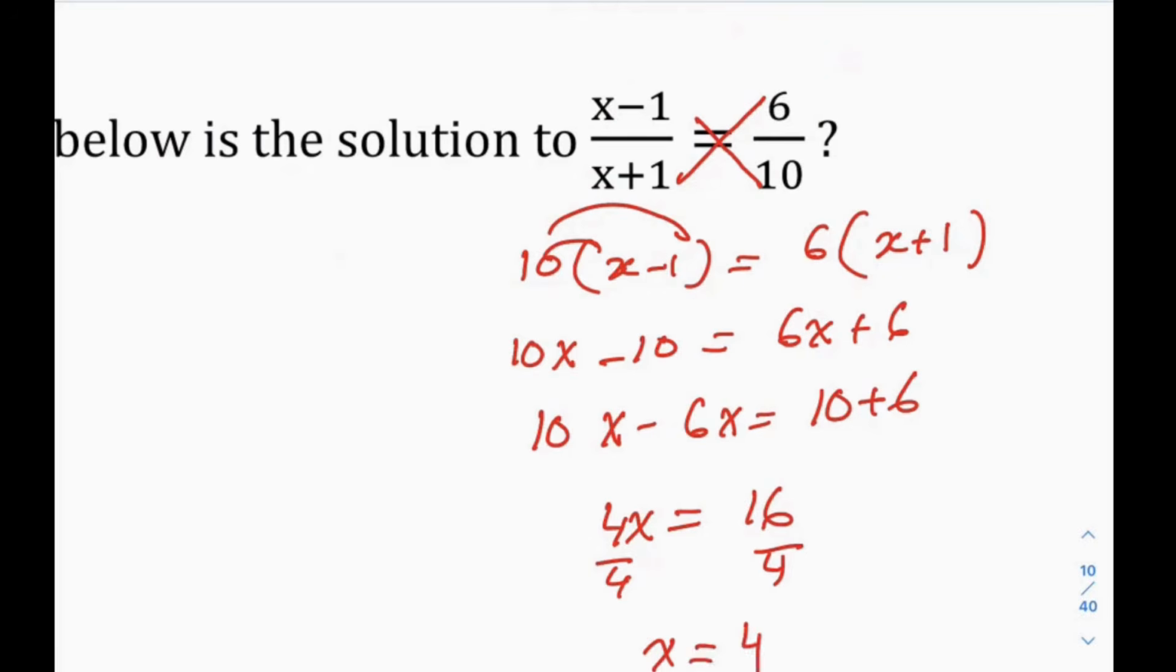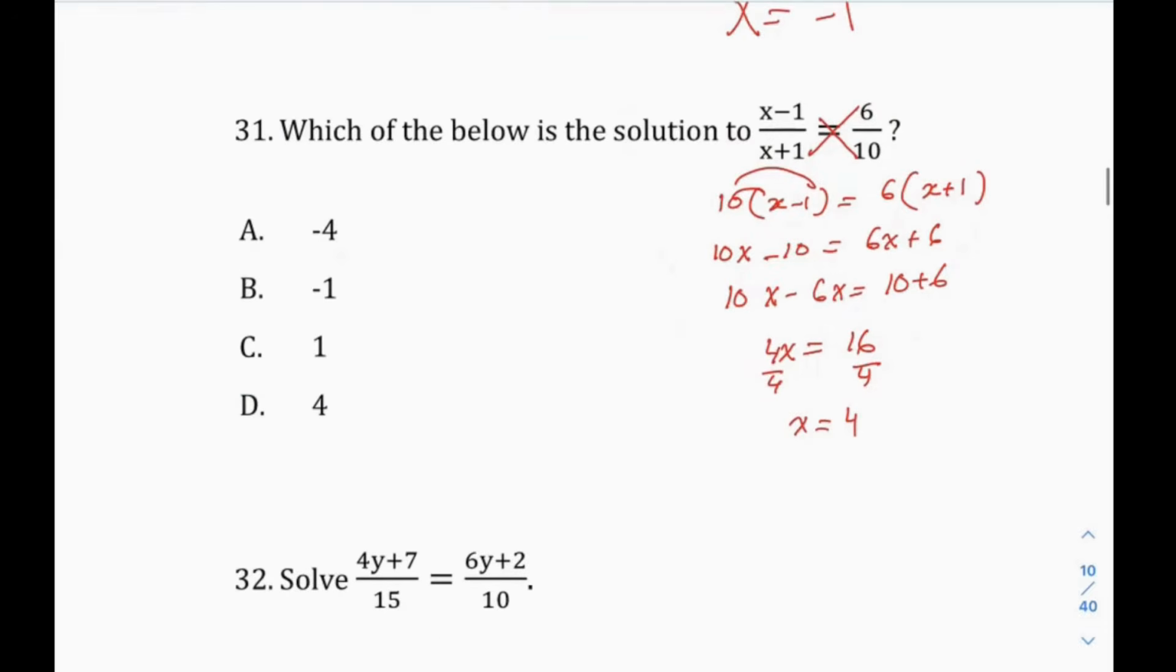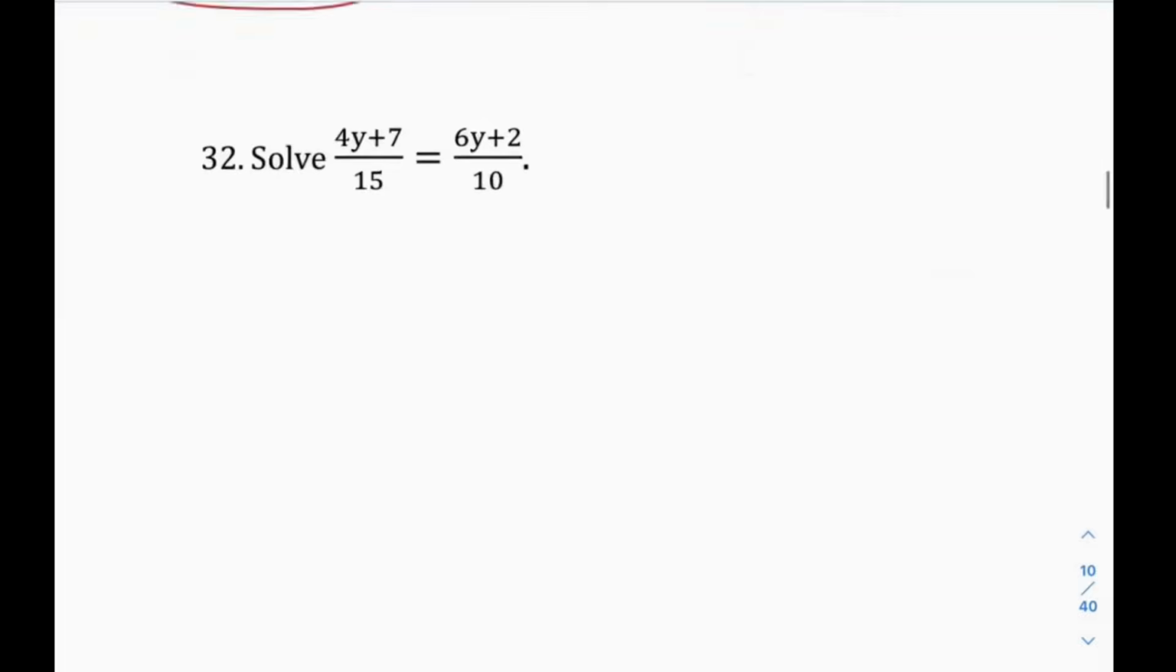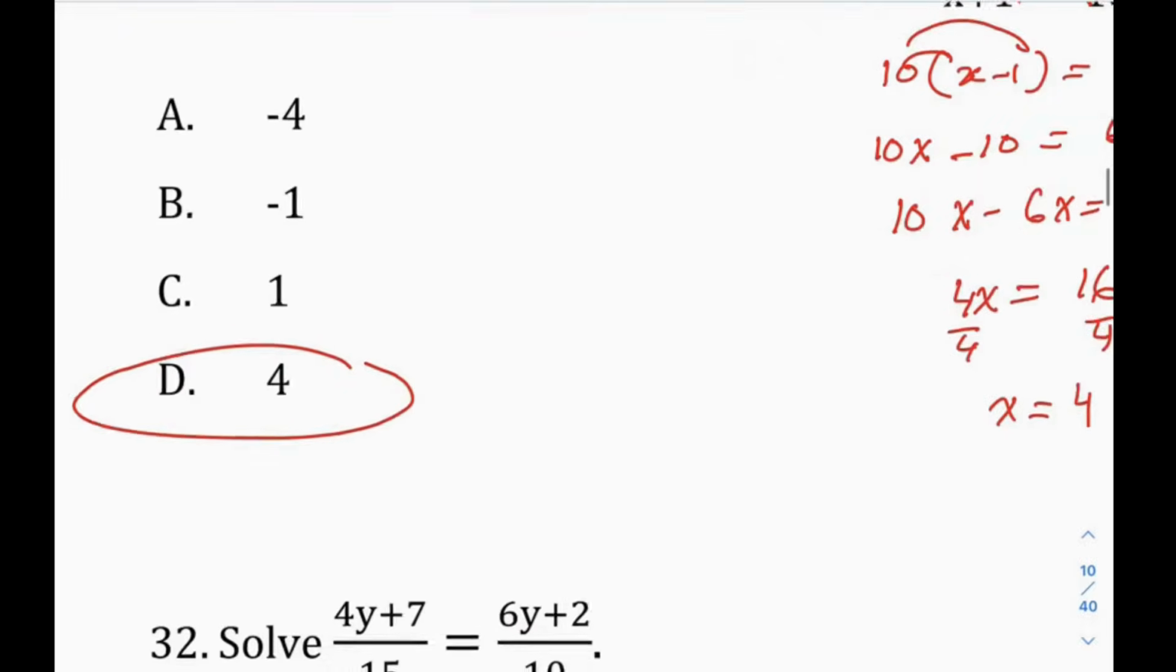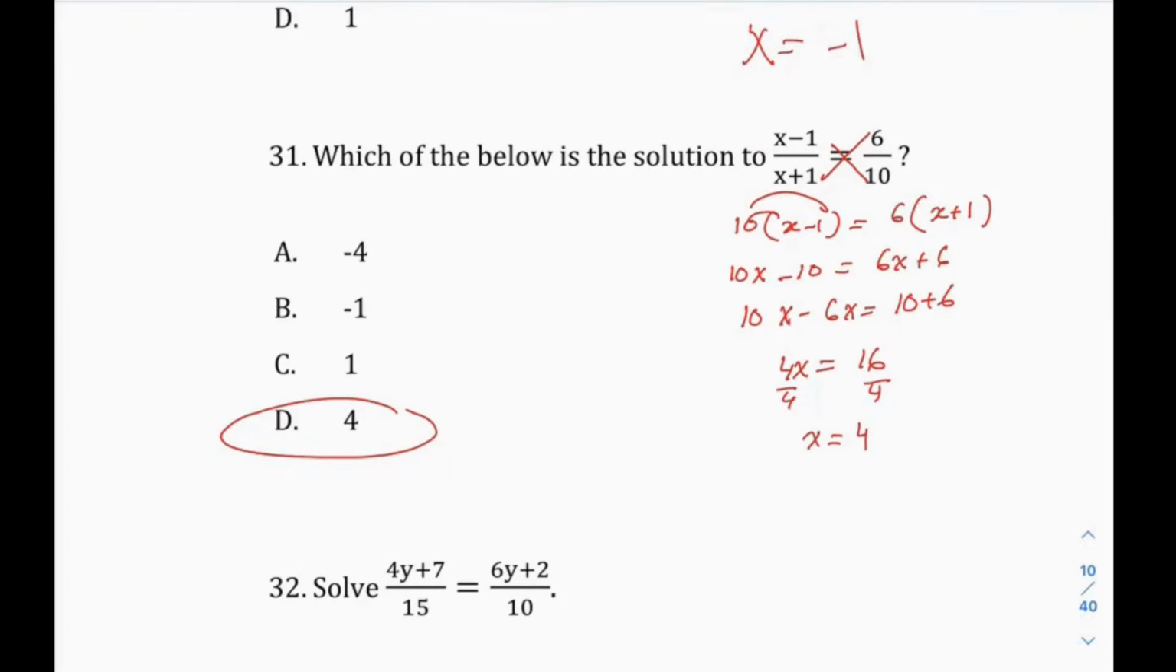You are following me, and I think you all get the right answer, which is 4. Now you have to show your work. Of course, for multiple choice, if you don't want to solve, you can check one by one. You can check the -4, put it here and there, and divide and check whether it's equal to 6/10 or not.